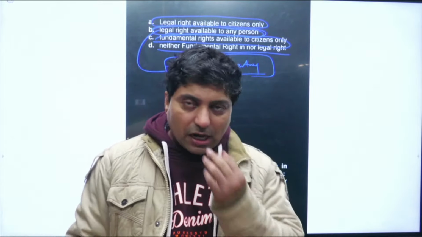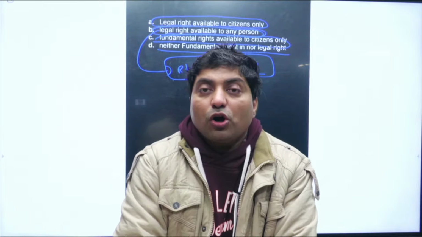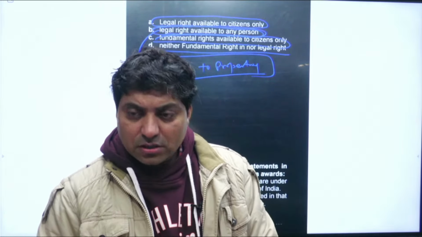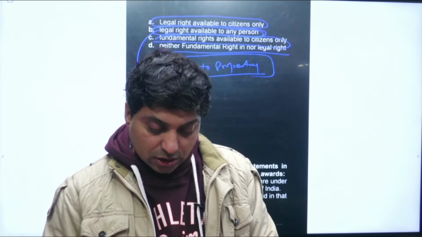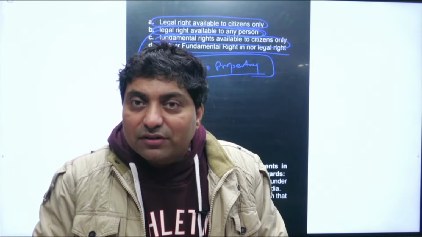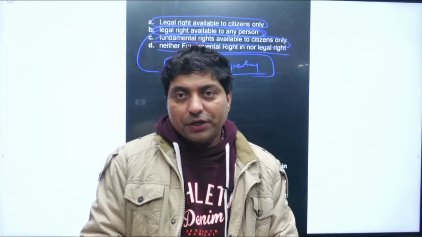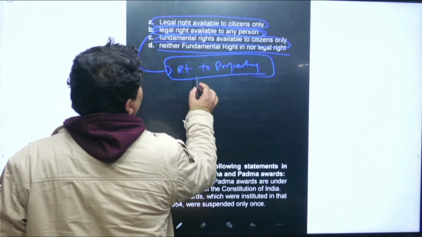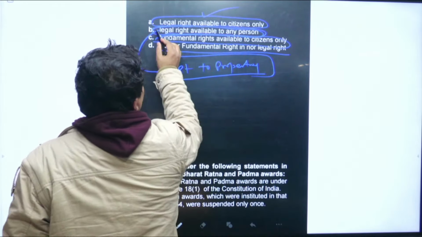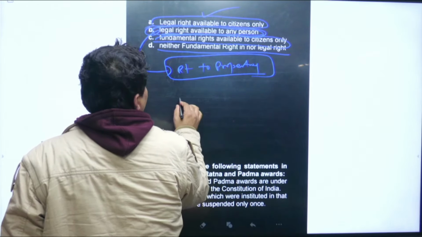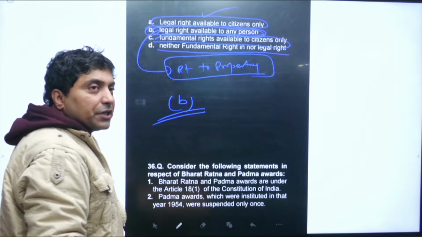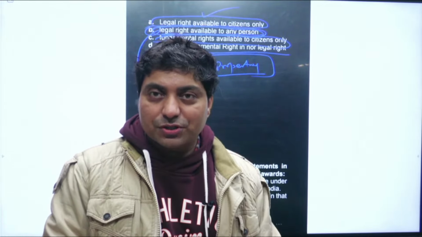For example, Amazon. Amazon is an MNC, but Amazon has a right to property in India. Or Flipkart, Adidas, or any other company, for example Nokia, LG or Samsung. Any multinational company has a right to property in India. So right to property is a legal right to any person in India, not only to citizens. So B would be the correct answer.